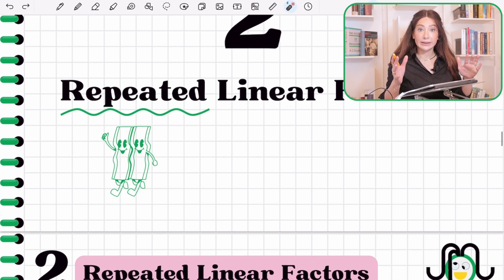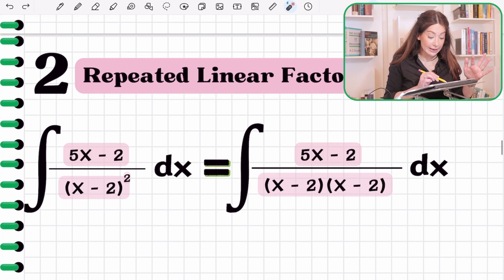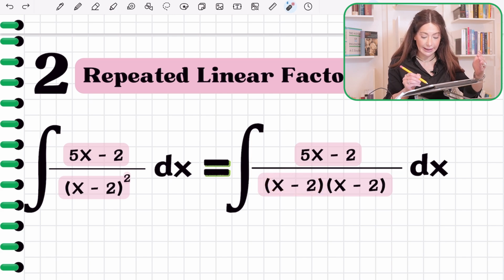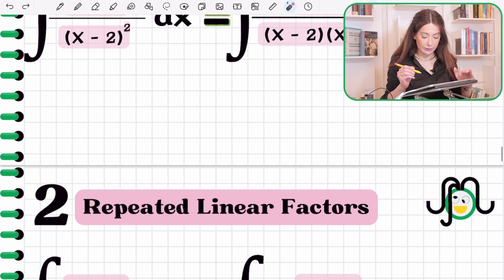Then there is repeated linear factors, right? The same factor. Okay, so they're linear because x is raised to the first power. If you plot this is a line, so it's linear. Okay, and then they're repeated because they're twice.